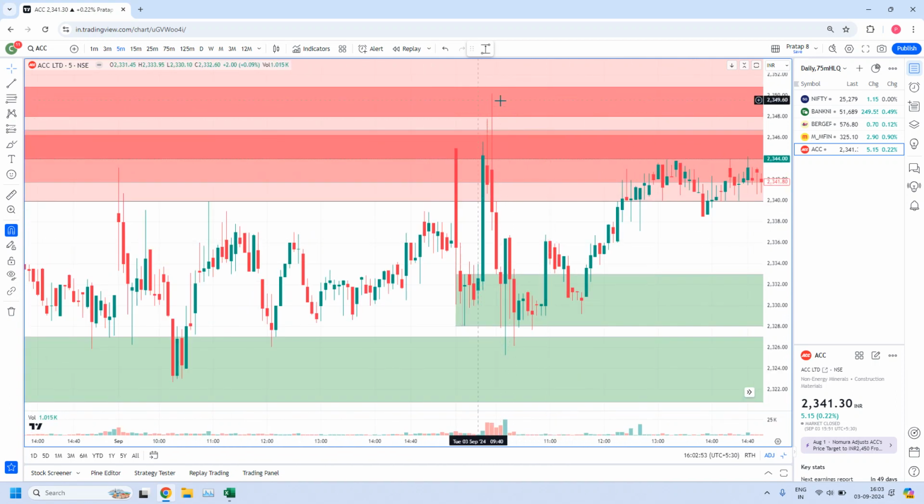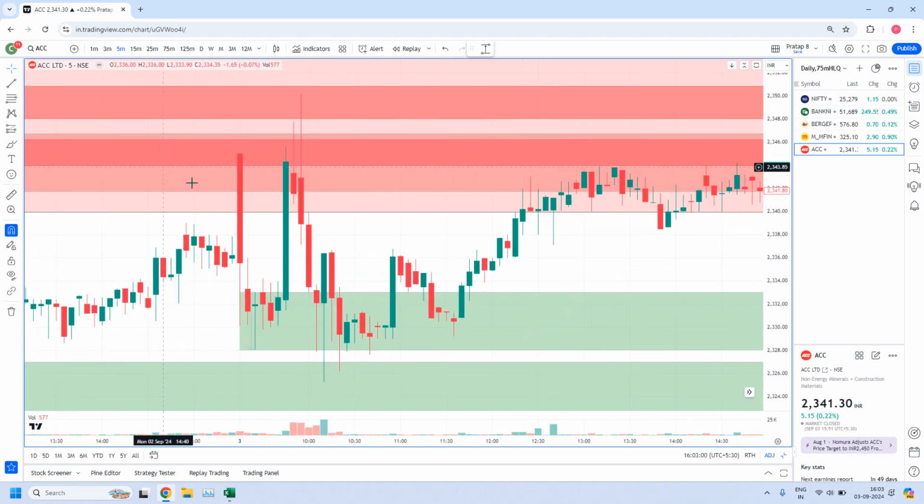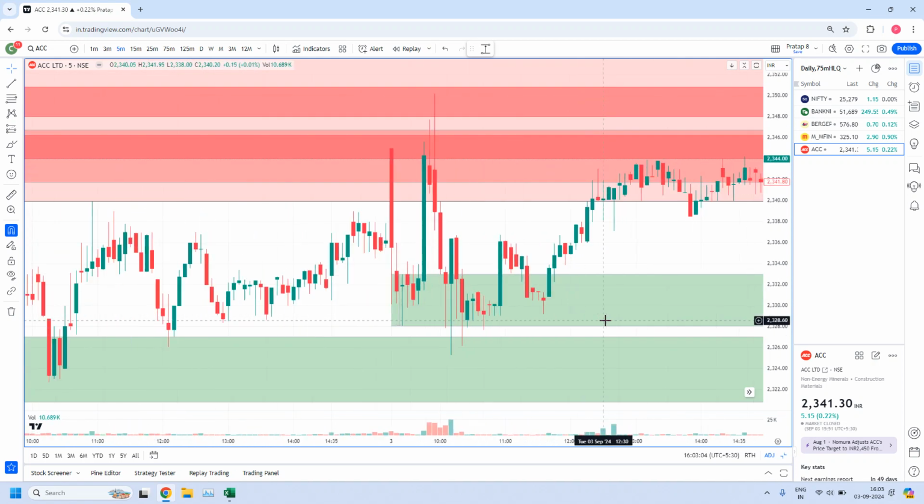If you might have missed this in your analysis, you might be missing even this. Because the last time when I fine-tuned this zone, I didn't explain this particular zone to you. Those who are purely depending on my analysis would have missed this trade, a successful trade.